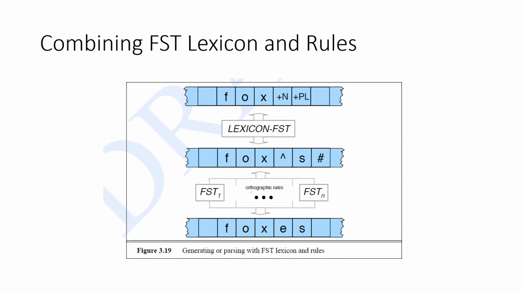Now how does the morphological parsing take place? Actually we combine the two FSTs. We said an FST is actually a two-tape machine, right? So for the lexicon FST, it reads this input and produces this output. Similarly, the next FST reads this input and produces the output. You can talk about it in the downward direction or even the upward direction. Either way, it's the same.